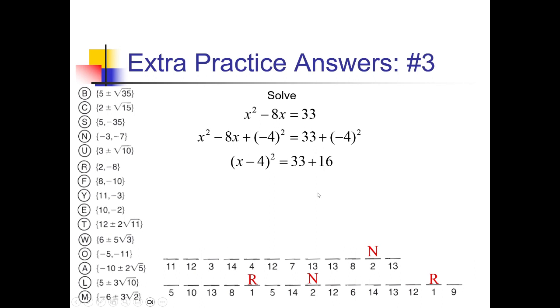That's 49 over there. Square rooting both sides, I've got x minus 4 equals plus or minus 7. Adding 4 over there, 4 plus 7 gives me 11. 4 minus 7 is negative 3. 11 and negative 3, that's a y, so I'm putting that in spot 3.